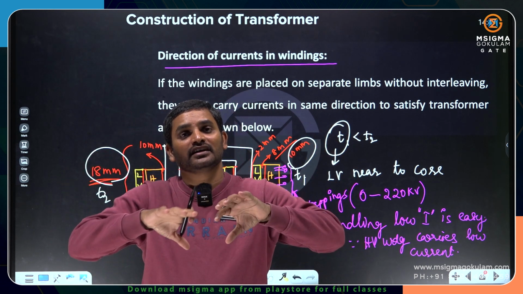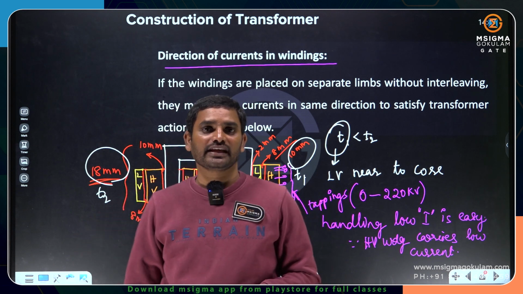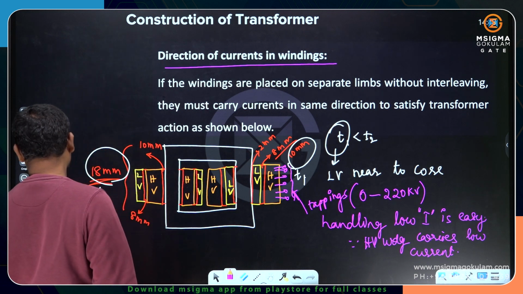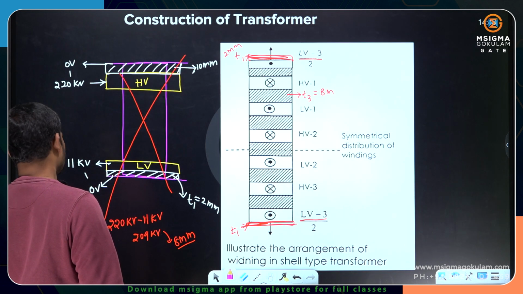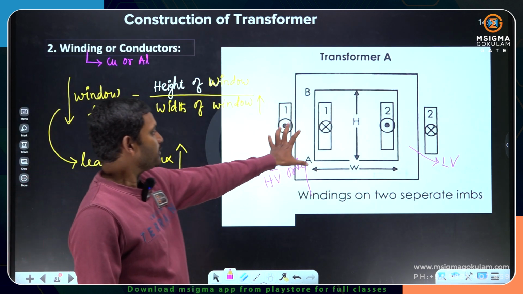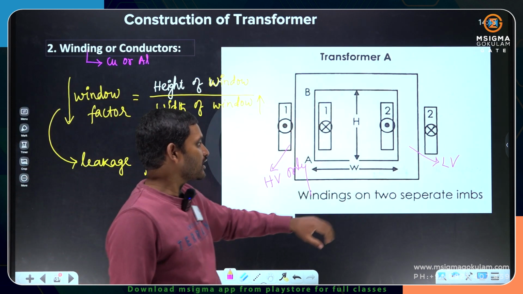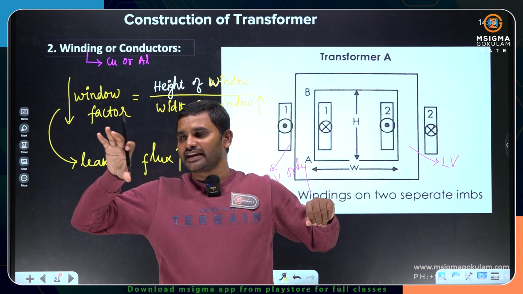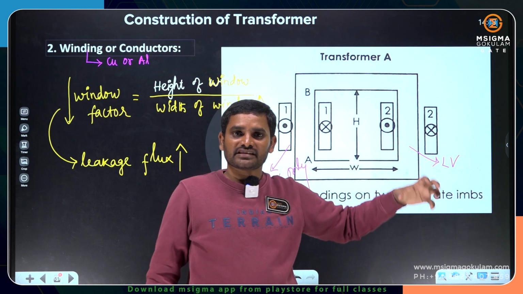If the windings are on the same leg, how do they carry current? Let me show you here. I'll prove it later. You see, the first case here, completely high voltage winding. You just assume completely low voltage winding. That means high voltage winding is on one leg, low voltage winding is on one leg.